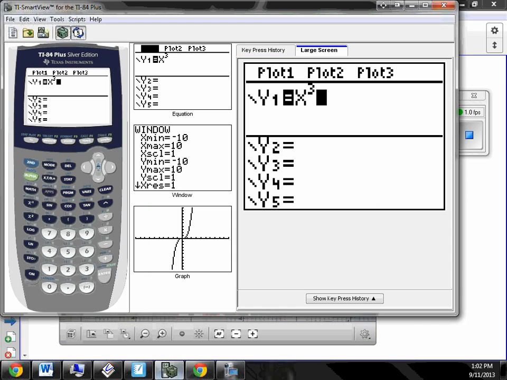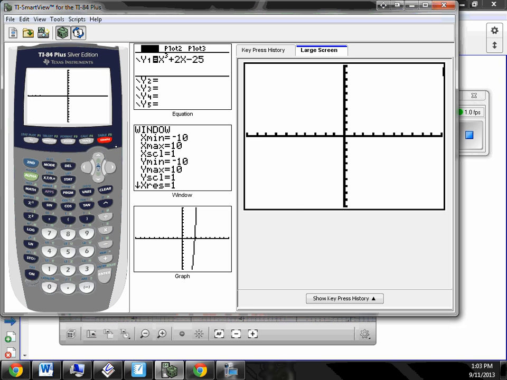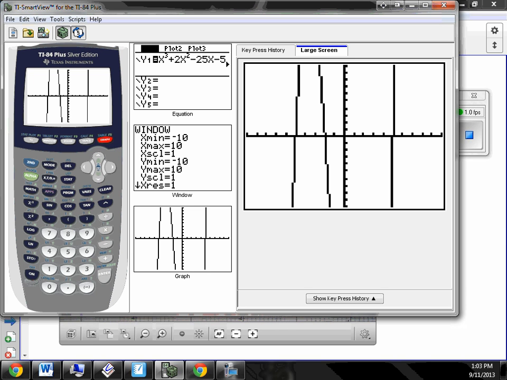So x to the third, I don't even remember, minus, tell me what the rest of that is. Plus 2x minus, is it 25x? Oh wait, squared, thank you. Minus 25x minus 50. Do I know the y-intercept without graphing this? What is the y-intercept going to be? Well, look at the equation. If I get rid of all the x's, that becomes a 0, that becomes a 0, that becomes a 0, and then I get negative 50.